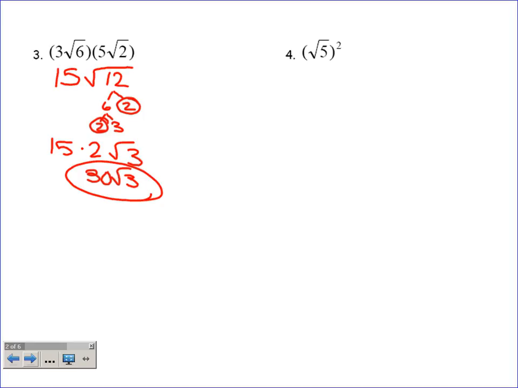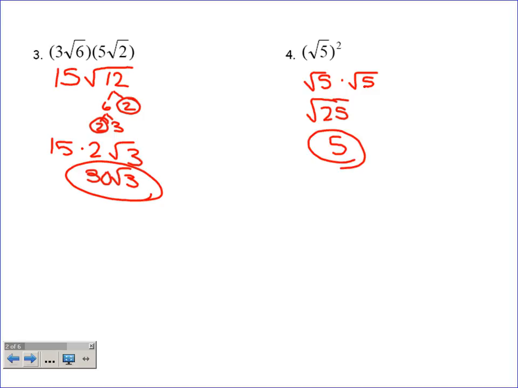Okay. Next one is a little different. I hope you're paying attention. Square root of 5 squared means that we have the square root of 5 times the square root of 5. If I multiply the square root of 5 and the square root of 5 together, two inside things, we have the square root of 25. What is the square root of 25? 5. So there's kind of a shortcut here.